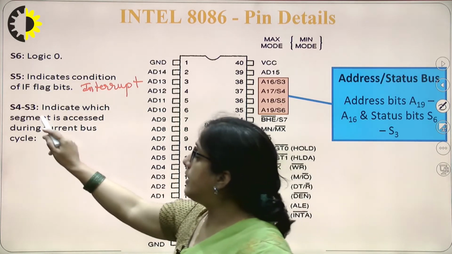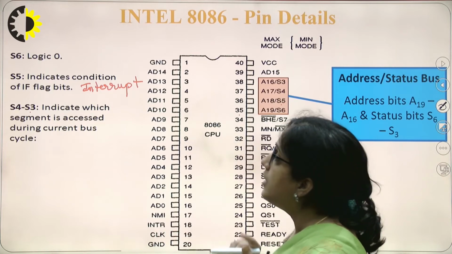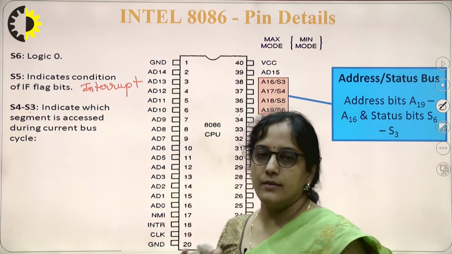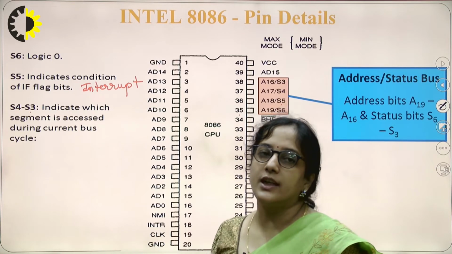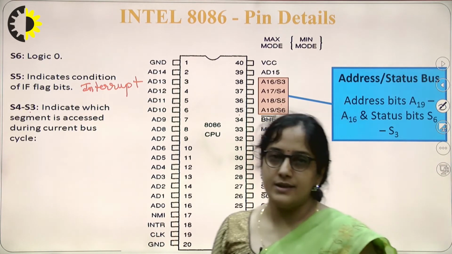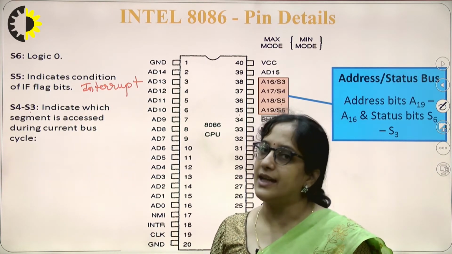Now, status lines S3 and S4 indicate which segment is currently being used, meaning which segment the microprocessor is working with. There are 4 segments: code segment, data segment, stack segment and extra segment.